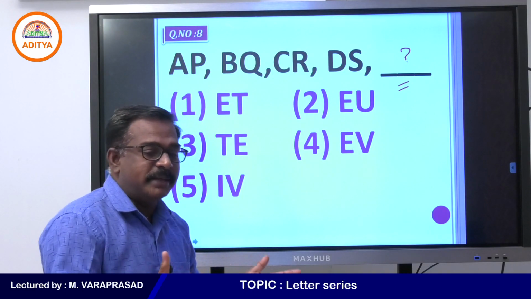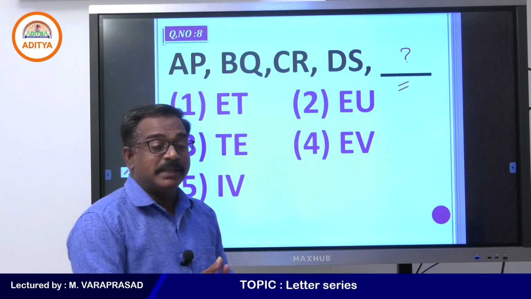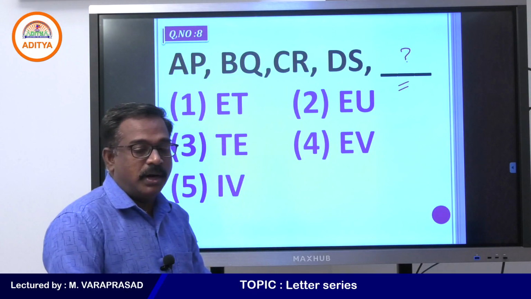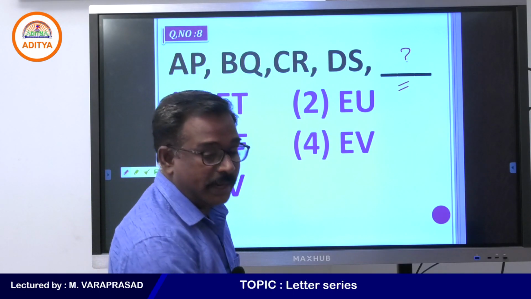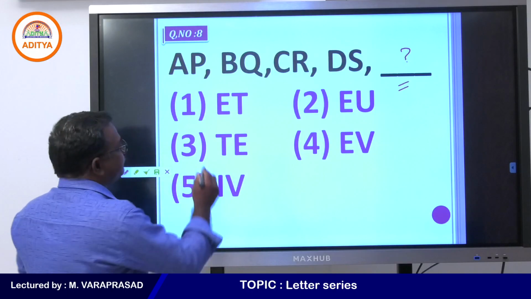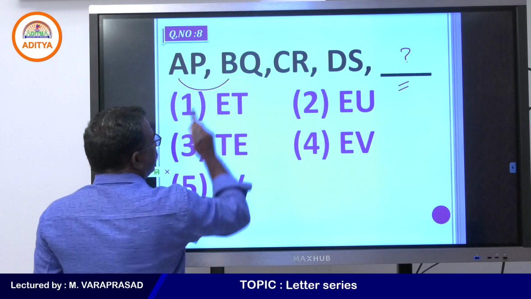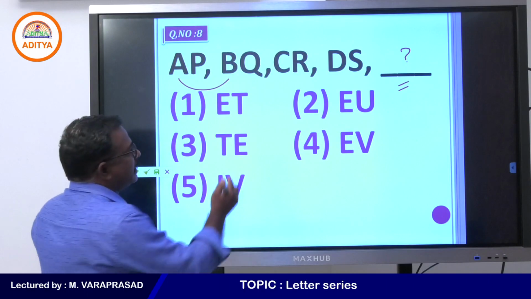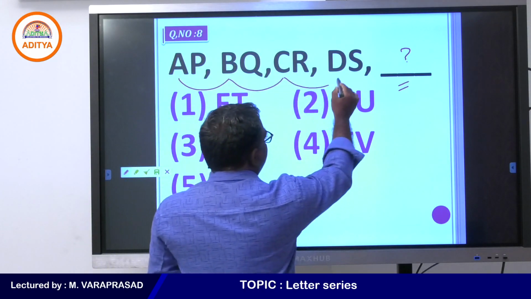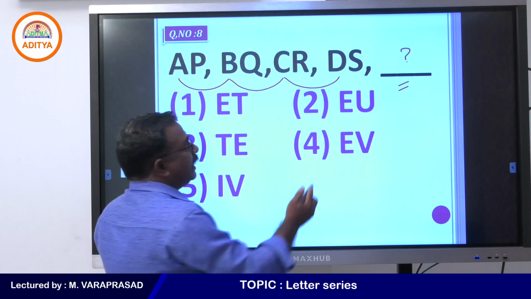It depends on alphabets and their place values only. Sometimes consecutive letters also play a major role here. So what answer will you get? If you take the first letters, A, B are consecutive letters. C, next letter. The next letter is D. The next letter is E.